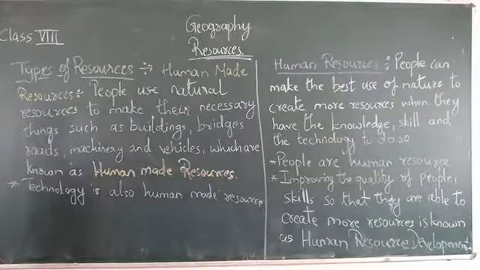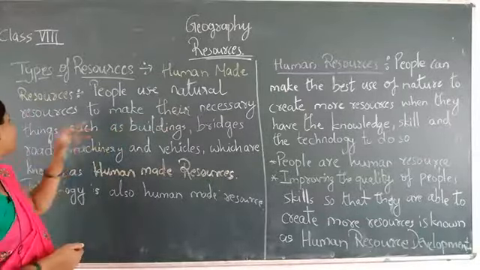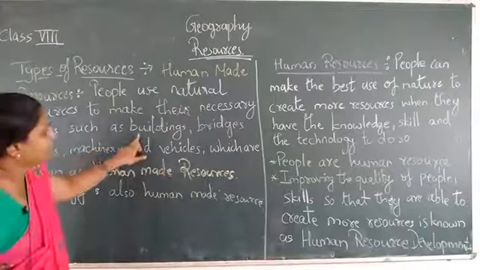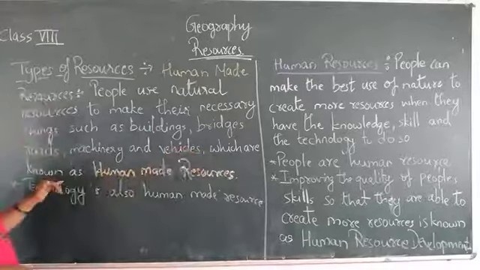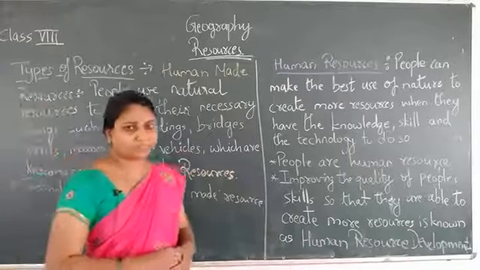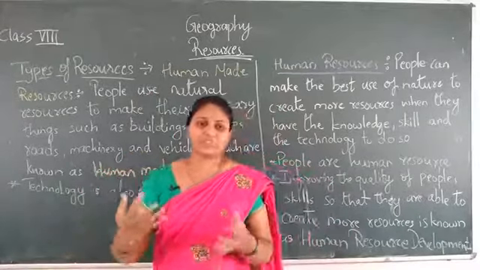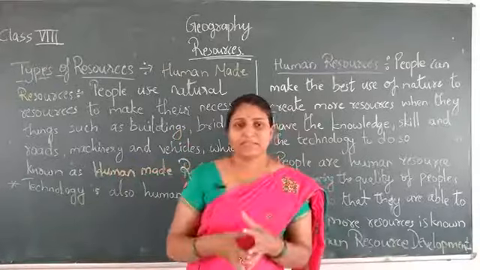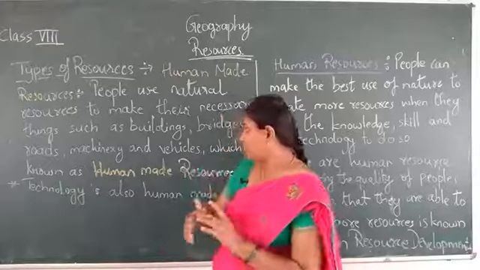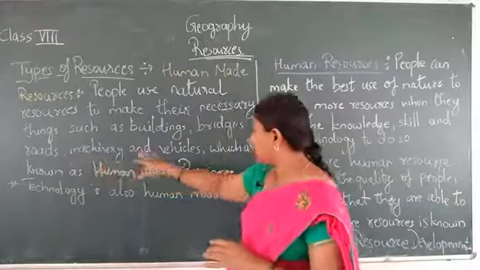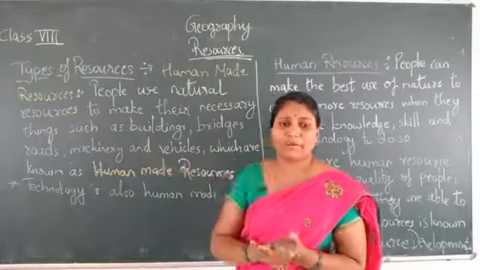So what is a human made resource? People use natural resources to make their necessary things such as buildings, bridges, roads, machinery and vehicles, which are known as human made resources. For example, machinery, vehicles, buildings, roads, all these things are human made resources.